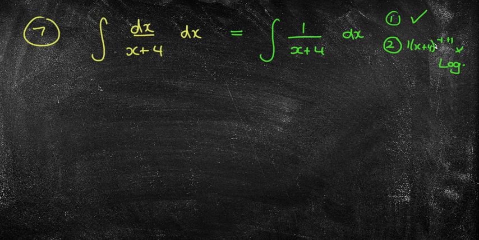So if I now integrate this, this is my f of x. We get our log e, x plus 4. I've got 2 terms, so I'm going to put it in brackets, and then I'm going to put my plus c because it's an indefinite integral.